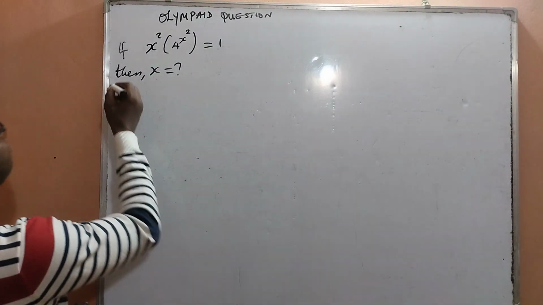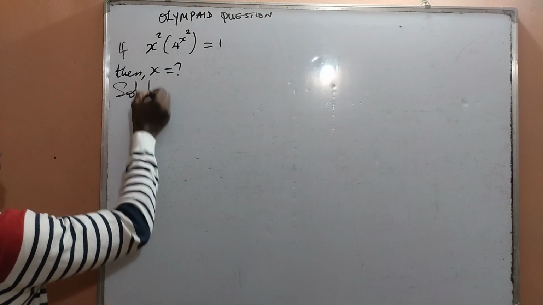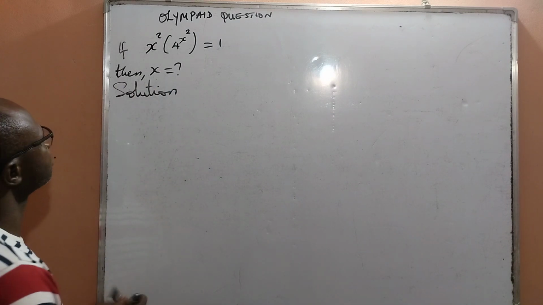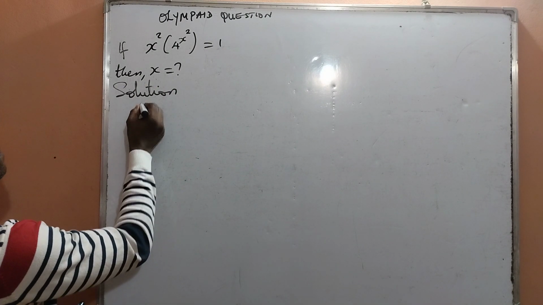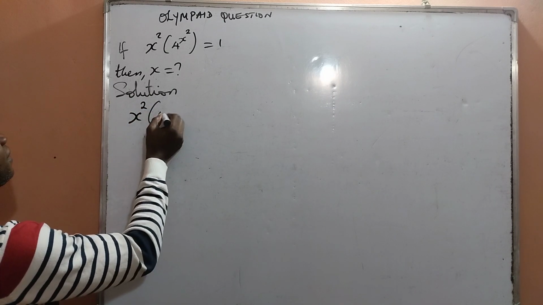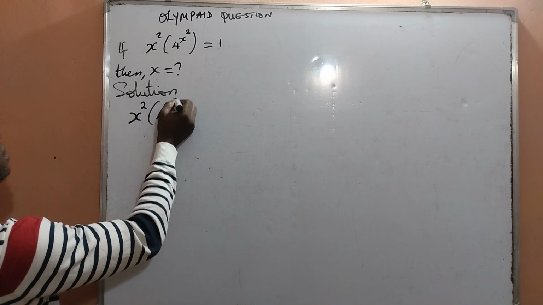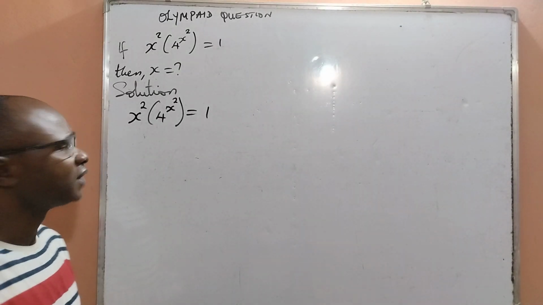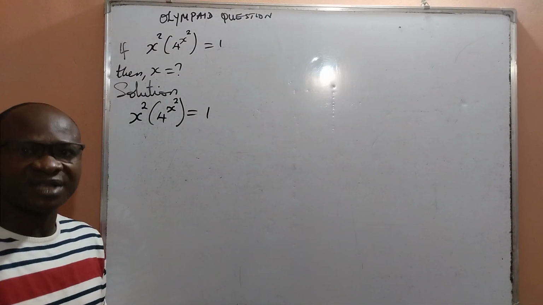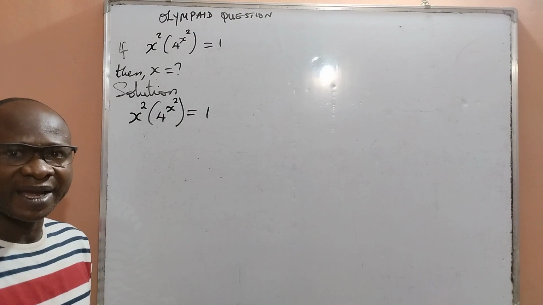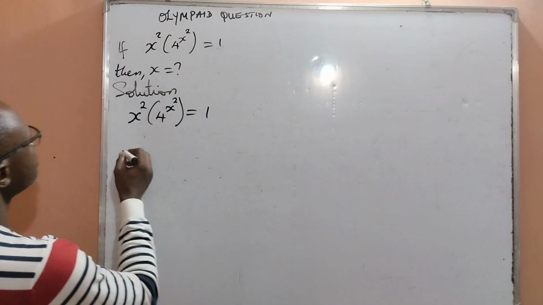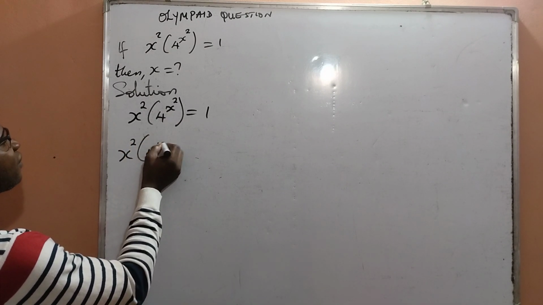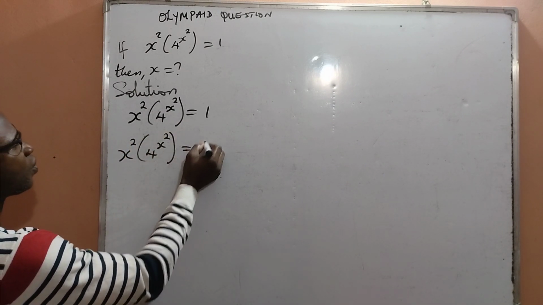Solution. It is given to solve x to the power of 2 multiplied by 4 to the power of x to the power of 2, all equal to 1. The first step that I will take is to divide both sides of the equation by x to the power of 2. That means I'll have x to the power of 2 into 4 to the power of x to the power of 2 equal to 1.